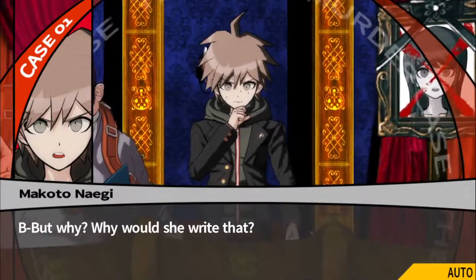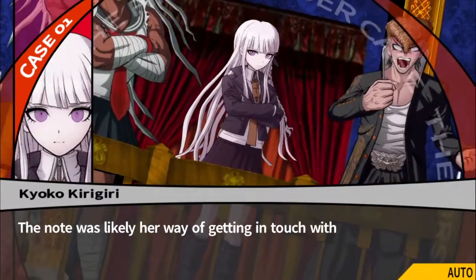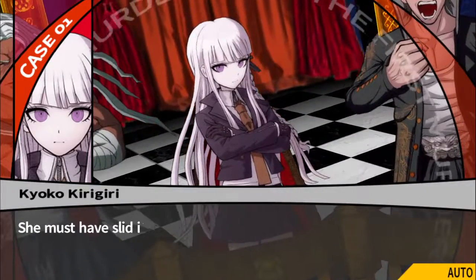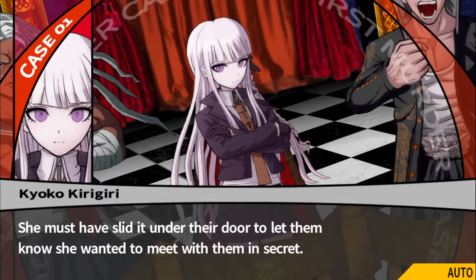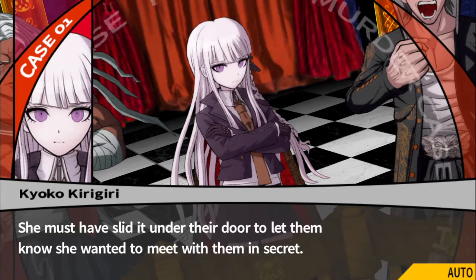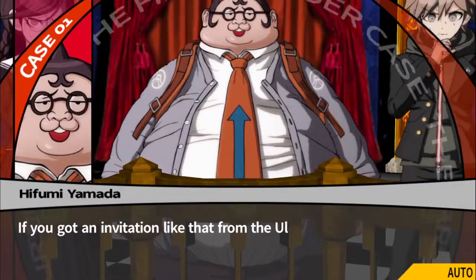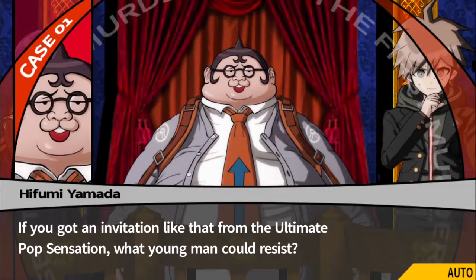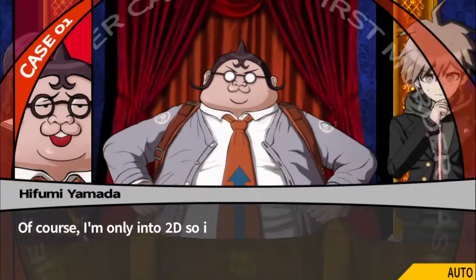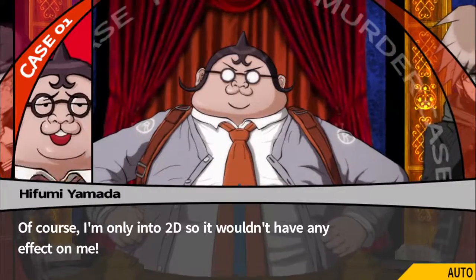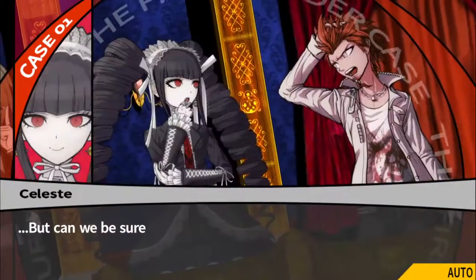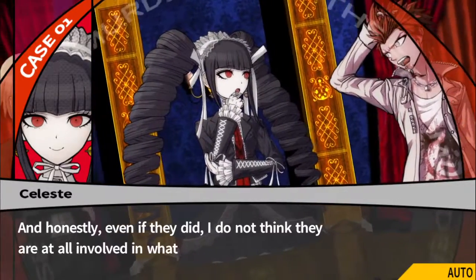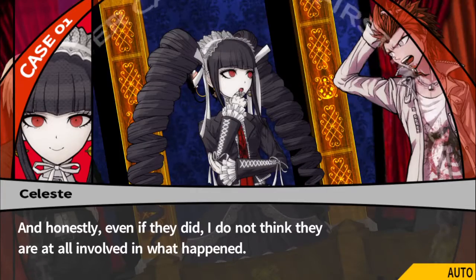But why? Why would she write that? The note was likely her way of getting in touch with a certain someone. She must have slid it under their door to let them know she wanted to meet with them in secret. If you got an invitation like that from the ultimate pop sensation, what young man could resist? Of course, I'm only into 2D, so it wouldn't have any effect on me. But can we be sure anyone even got this note? And honestly, even if they did, I do not think they are at all involved in what happened.